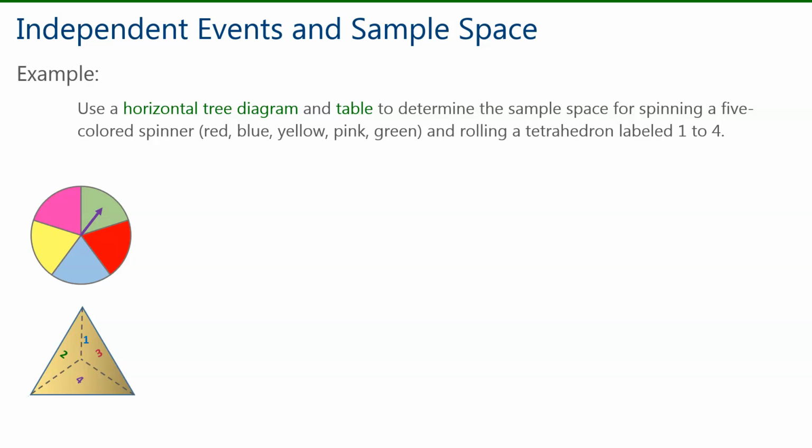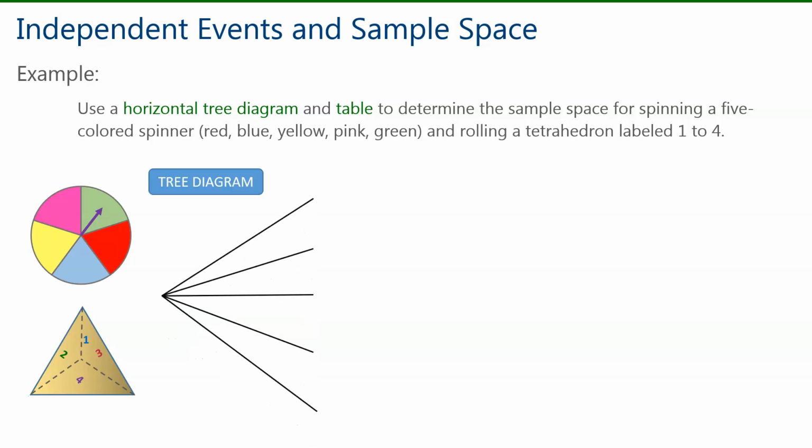For our horizontal tree diagram, we want to start off with 5 branches for the 5 possible colors. Red, blue, yellow, pink, and green. And I've just used the first letter here. There's no repetition of a letter, so it keeps it organized nicely.